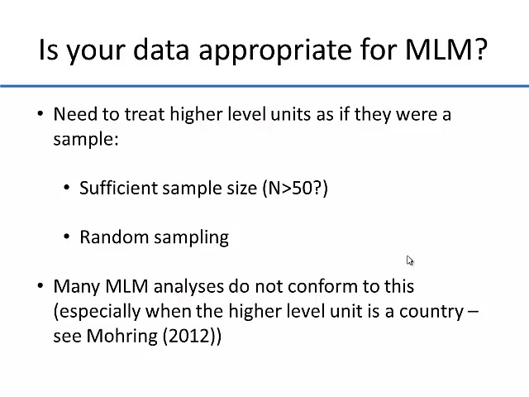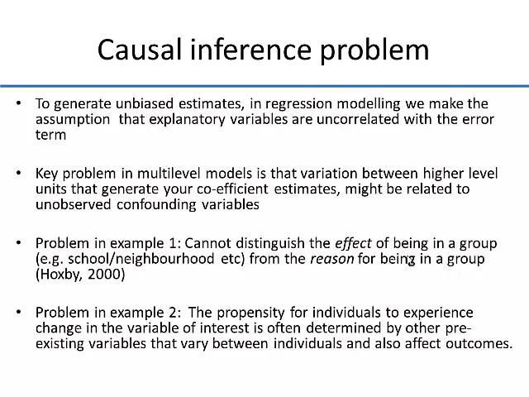There's a working paper that I've got a reference for at the end of this presentation, if you have concerns about your higher level units not being sufficient to do multi-level modeling. But the key problem of working with multi-level models is when we try to make causal inference. The general assumption in regression modelling is that if we want to interpret our coefficients as causal effects, then our explanatory variables can't be correlated with the error term.